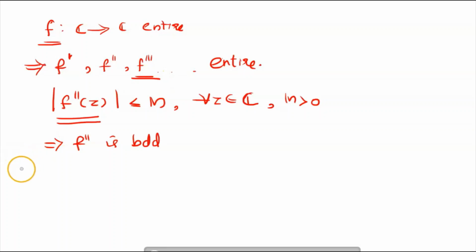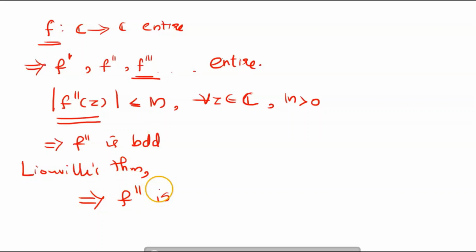We know that by Liouville's theorem, bounded entire functions are always constant. So this means f'' is constant. That is, f'' equals some constant C.